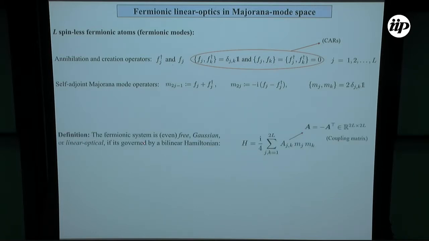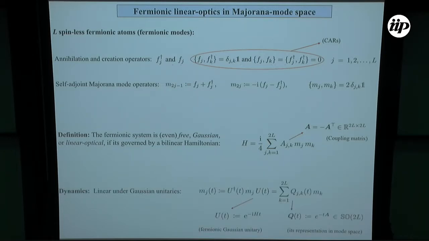So we define an even fermionic system. Even is a technicality, but let me focus on the fact that it's free, or Gaussian, or linear optical. These three terms are used interchangeably in quantum information. We say that a system is free if it's governed by a bilinear Hamiltonian in the mode operators, where A is some real coupling matrix of size 2L times 2L. The nice thing about this system is that, as I said, it admits an analytical solution. You can describe how these mode operators evolve in time, and they evolve linearly.